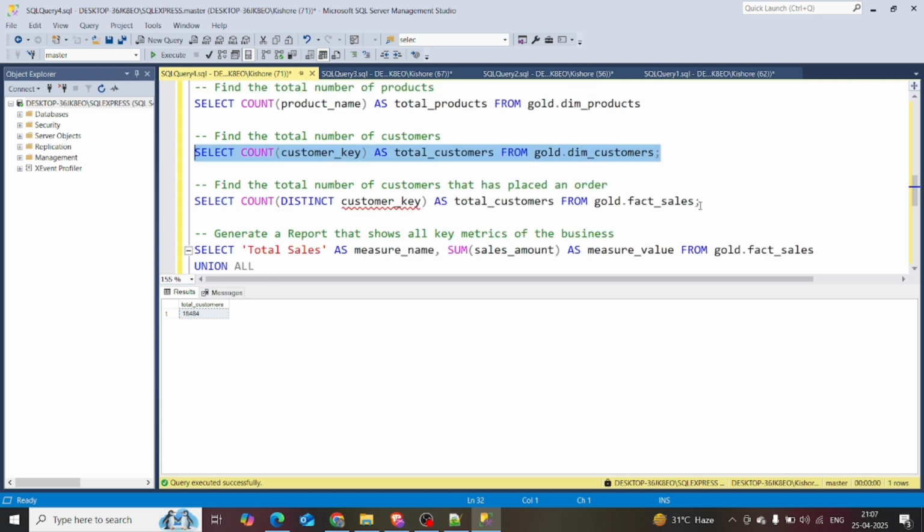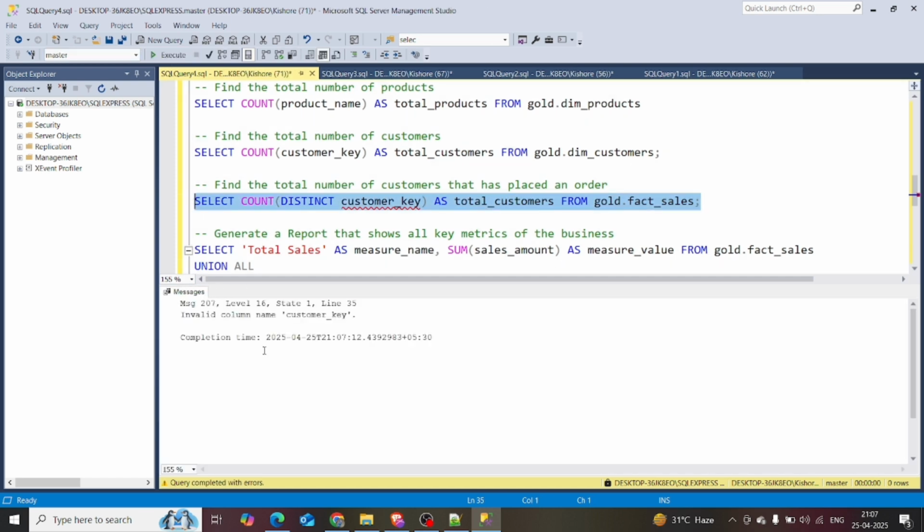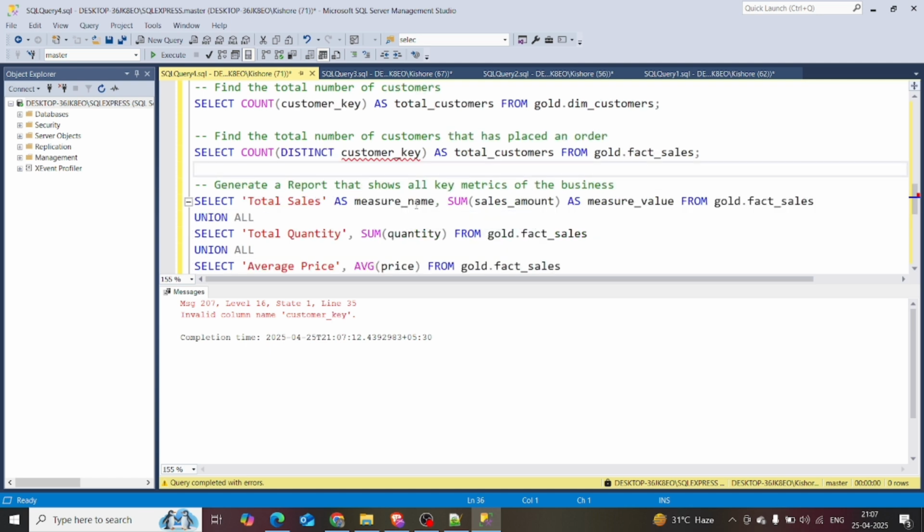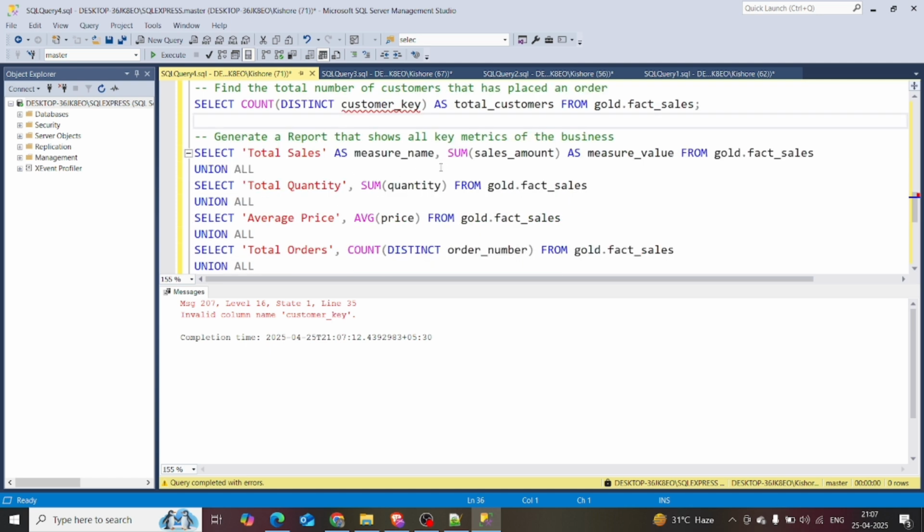And we want to find the total number of customers that have placed an order, counting unique ones. When I execute this, it is in the customer key. Okay, and we are generating a report to show all the key metrics of the business.